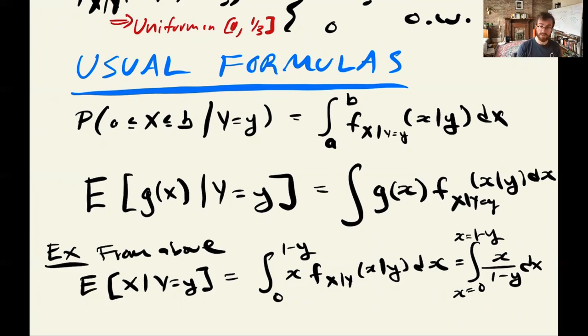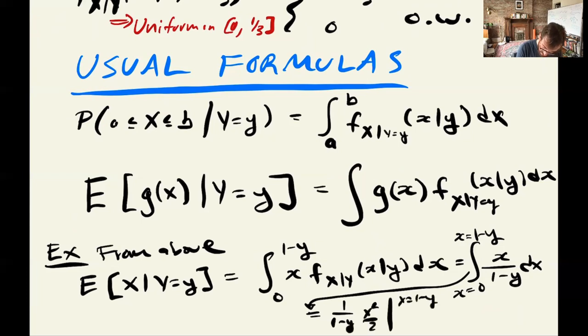And so now I have x squared over 2 as the antiderivative. I now get 1 over 1 minus y, times x squared over 2, evaluated at x equals 1 minus y and x equals 0. You need to plug in x equals 1 minus y, so it's going to be 1 minus y squared. This is multiplied by 1 over 1 minus y, so when I plug it in, that 1 minus y is going to drop out. And so I end up getting 1 minus y over 2. So that ends up being the conditional expectation there.